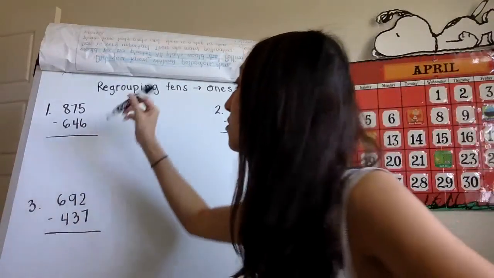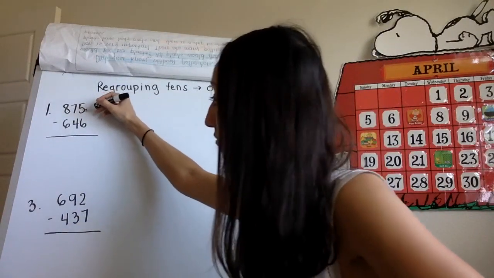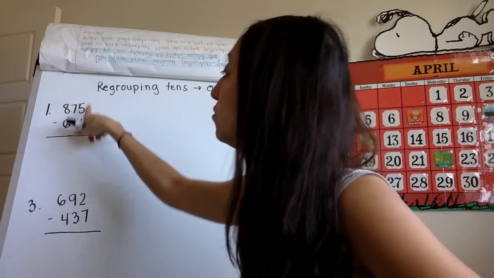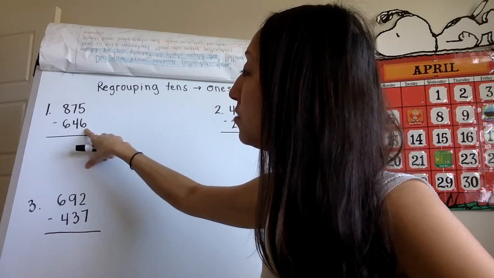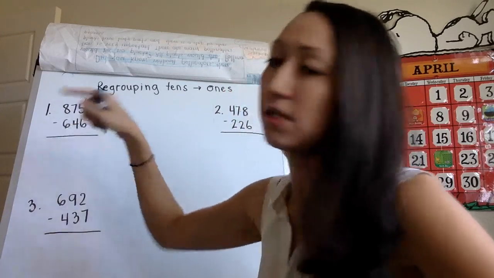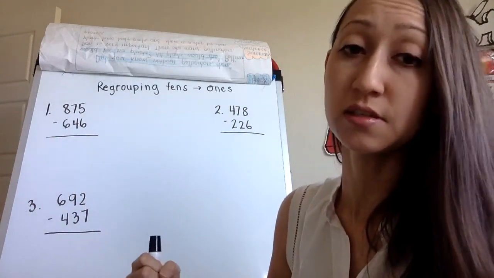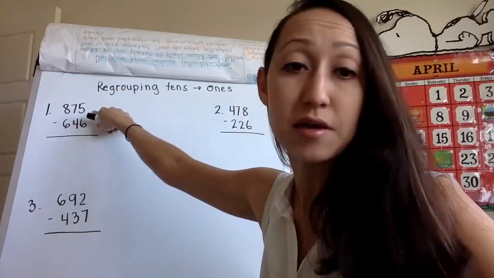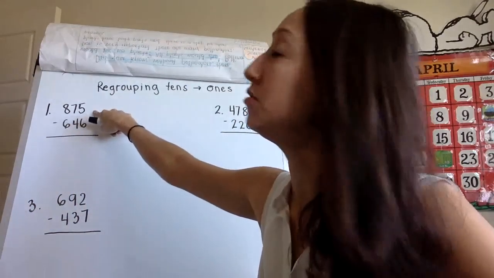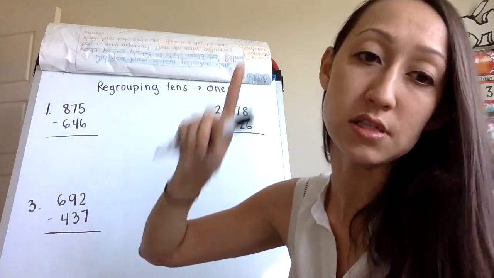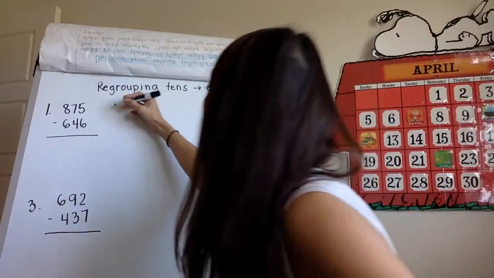Okay, so here we have 875 and we're going to minus 646 from it. If you look at the ones place, you're going to be doing 5 minus 6. Is that possible? Can you take 6 away from 5? You can't do that. And so you need to rewrite 875 in a slightly different way. Okay, so let's show that.